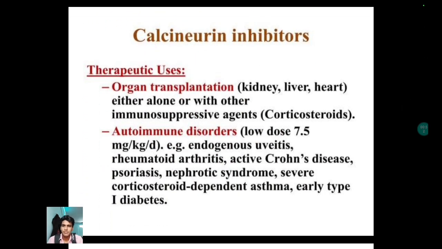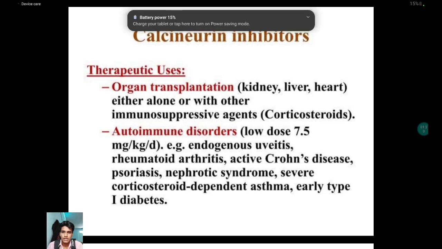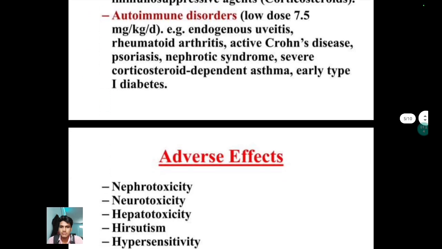First, calcineurin inhibitors. Their therapeutic uses are organ transplantation like kidney, liver, heart, either alone or with other immunosuppressive agents like corticosteroids. Autoimmune disorders, at low dose, for example: endogenous uveitis, rheumatoid arthritis, active Crohn's disease, psoriasis, nephrotic syndrome, severe corticosteroid dependent asthma, early type 1 diabetes.